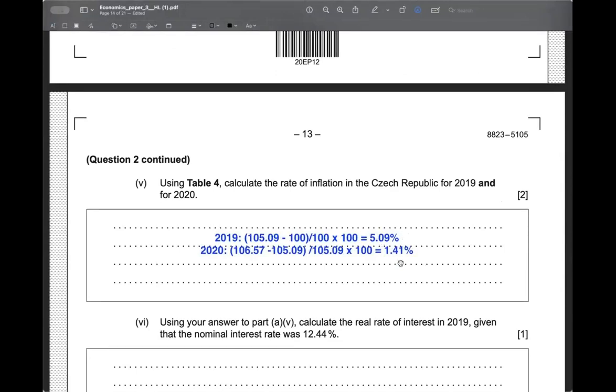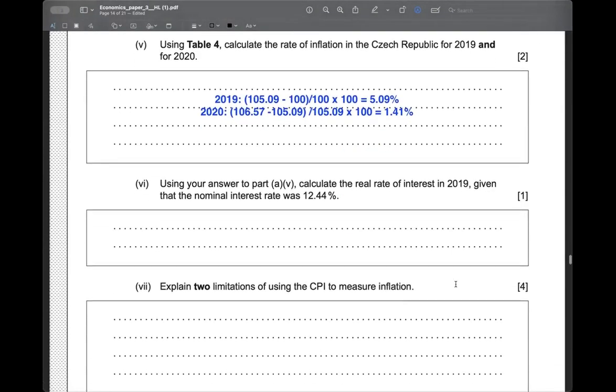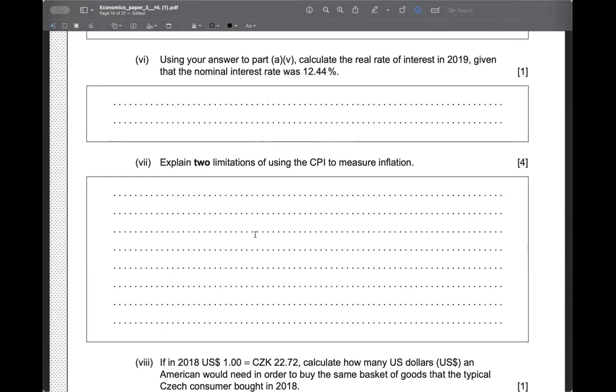5.09, 1.41%. Using your answer to part A5, calculate the real interest rate in 2019, given that the nominal interest rate was 12.44. Wow, pretty high. Nominal minus inflation rate. So that's how I got it.